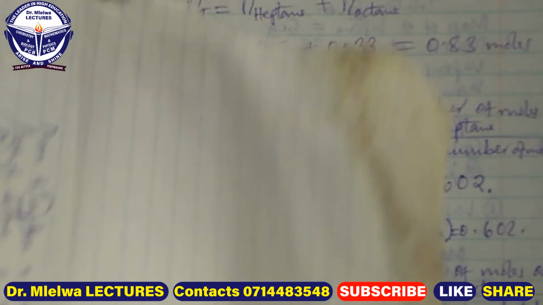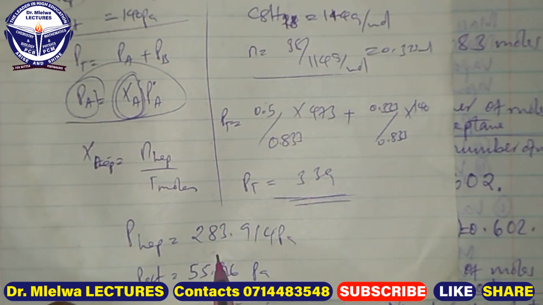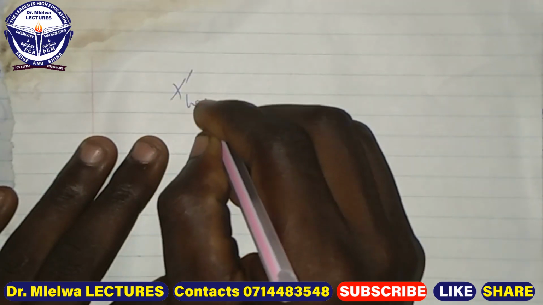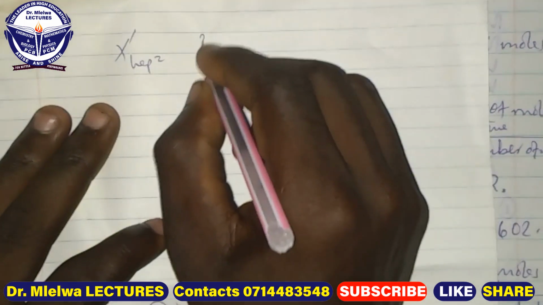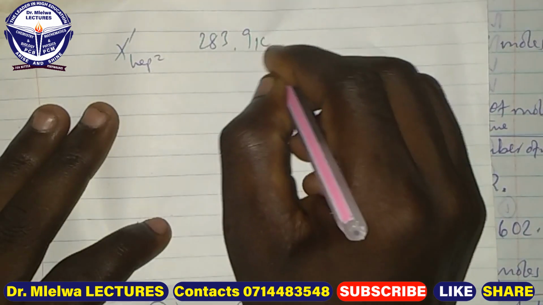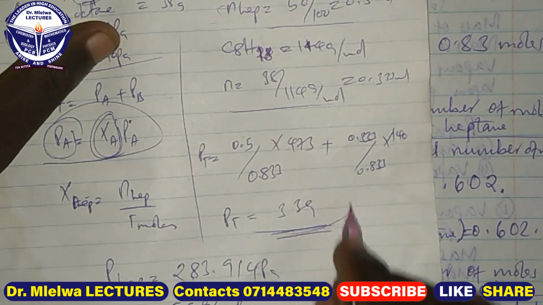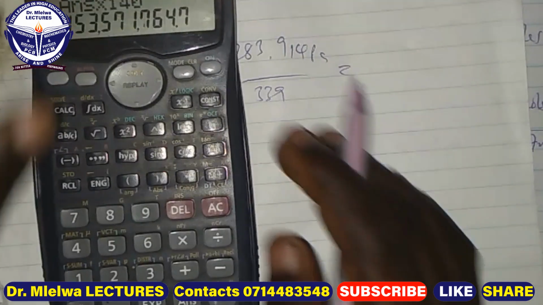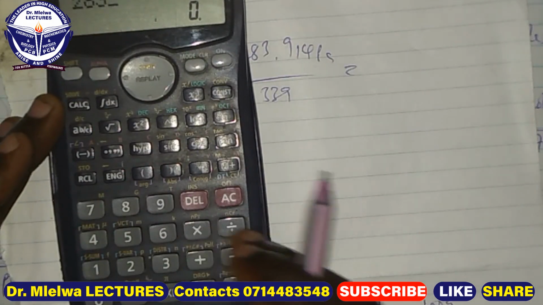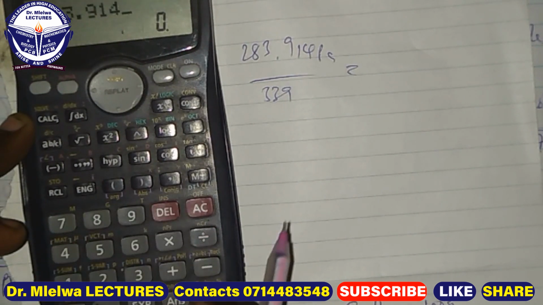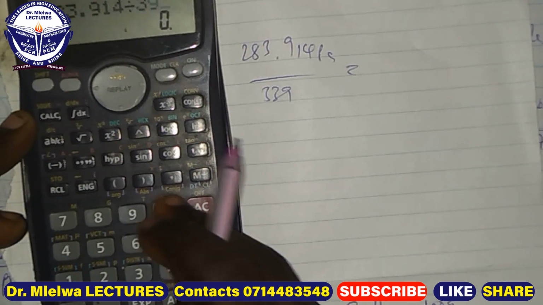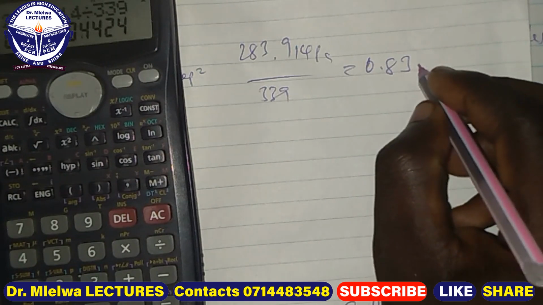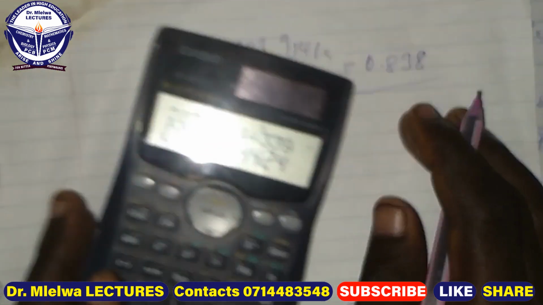Now what is required also is the vapor composition. We have already got the pressure for this one and this one. So the vapor composition of heptane will be equal to the pressure of heptane, which is 283.914 pascals, divided by the total pressure, which we got as 339 in our case. Dividing there, we get 0.838 for the case of heptane.